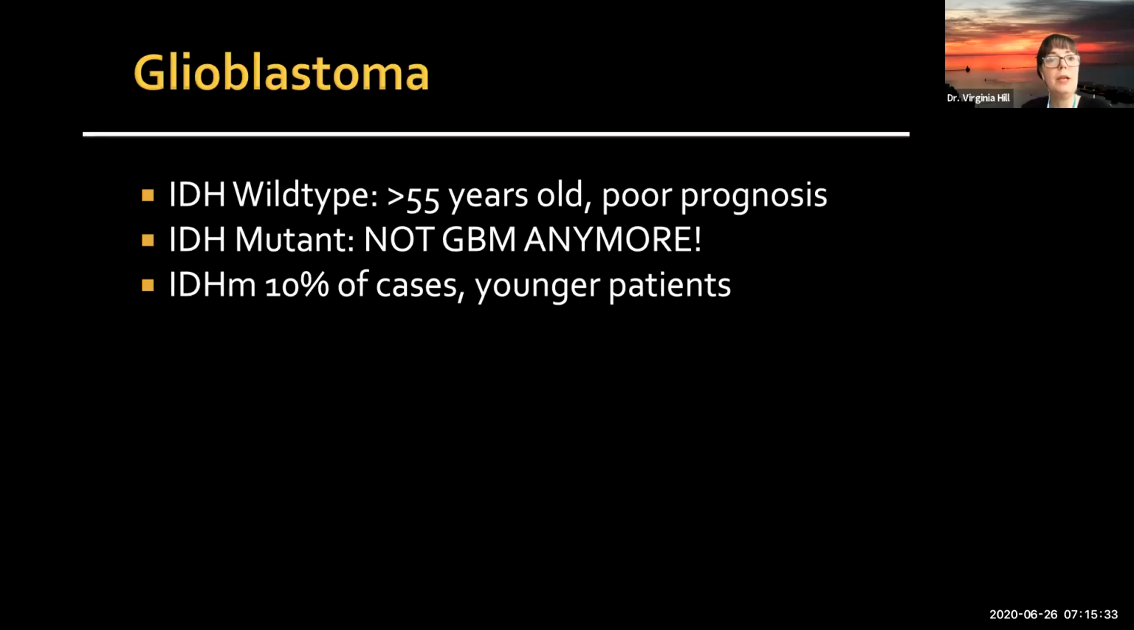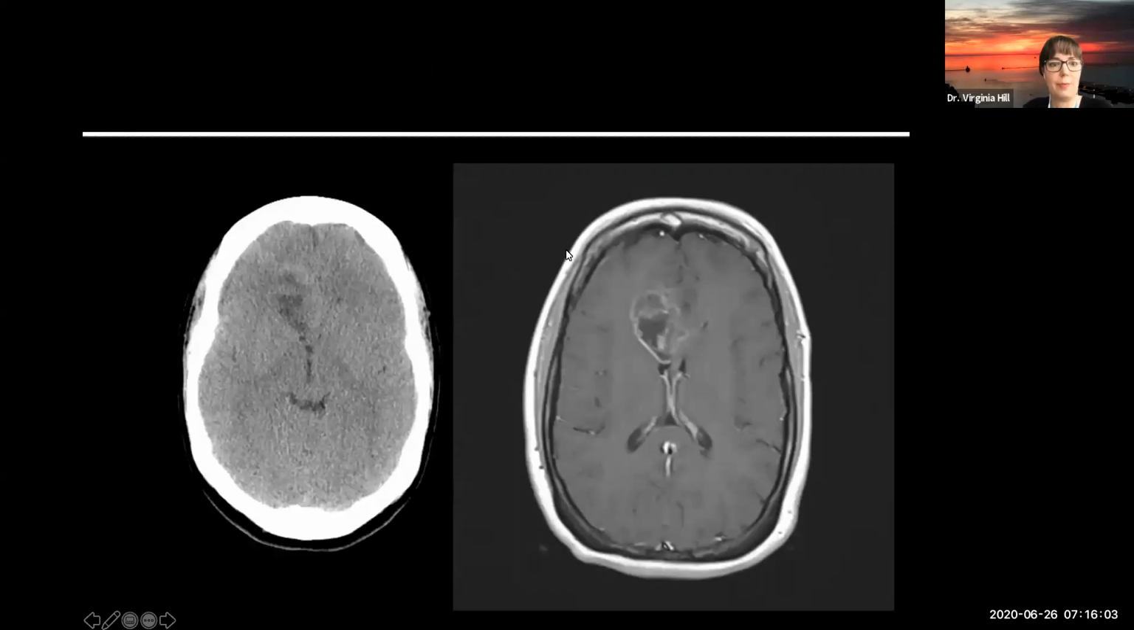So IDH wild type glioblastomas occur usually in people over 55 years old, but not always, and they confer a very poor prognosis. The survival is on average 15 months after this diagnosis. IDH mutant tumors are no longer glioblastomas. They would then be astrocytomas grade 4. IDH mutant tumors tend to be about 10% of the cases and occur in younger patients. But remember, no more IDH mutant glioblastomas.